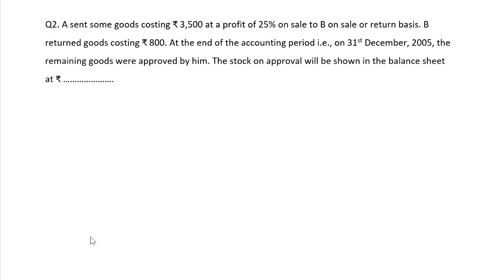Question 2. A sent some goods costing 3,500 at a profit of 25% on sales to B on sale or return basis. B returned the goods costing 800. At the end of the accounting period, that is on 31st December 2005, the remaining goods were approved by him. The stock on approval will be shown in the balance sheet at what value?